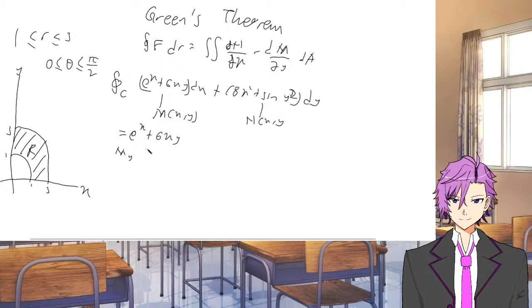So M, if we differentiate this partially with respect to y, this would be 0, and the y would be gone, so left with 6x. So N would be 8x squared plus sine y squared. Now we'll do N x. So this is x squared, so this would be 16x.